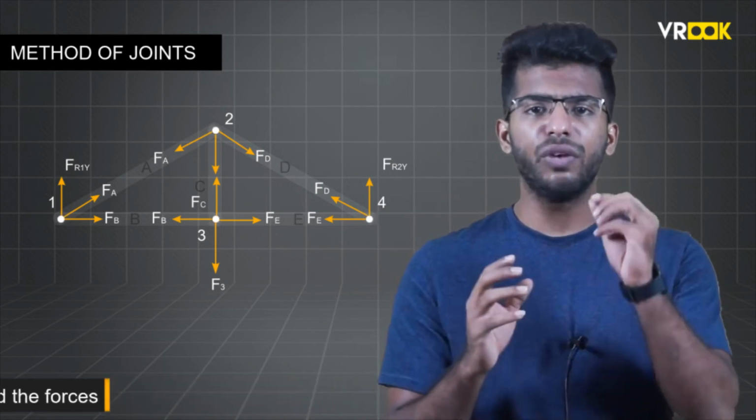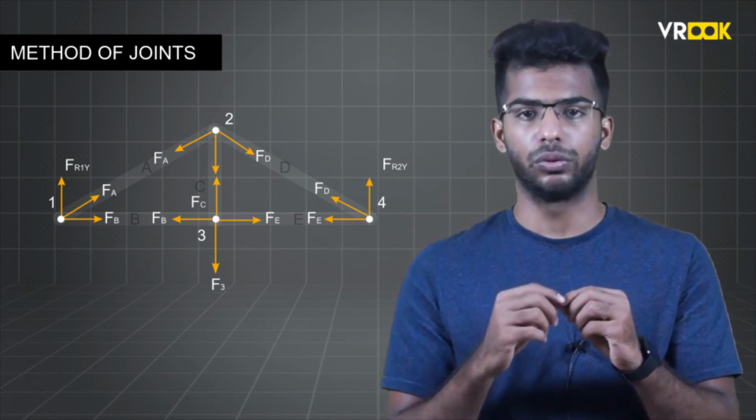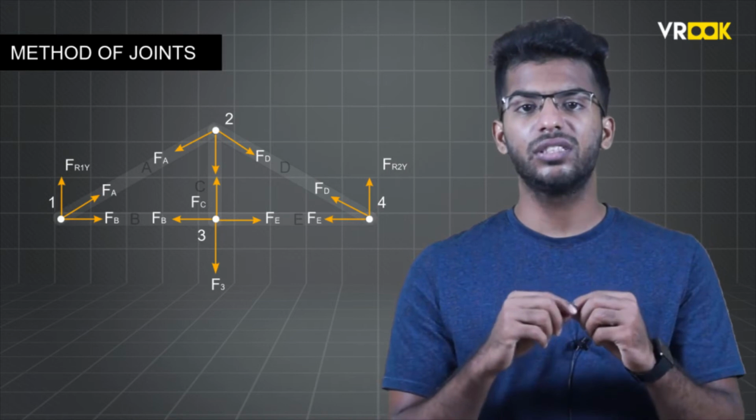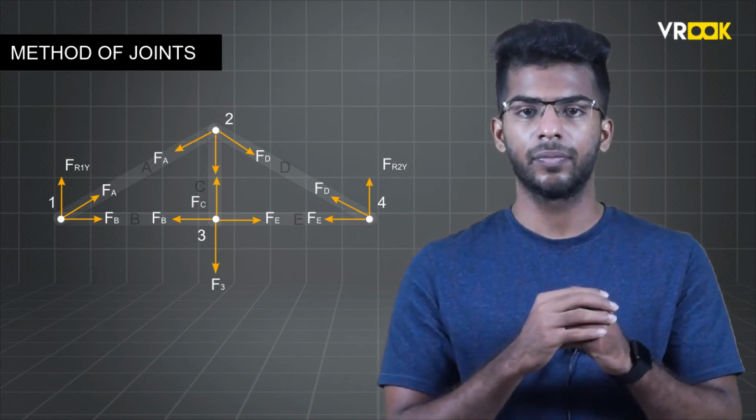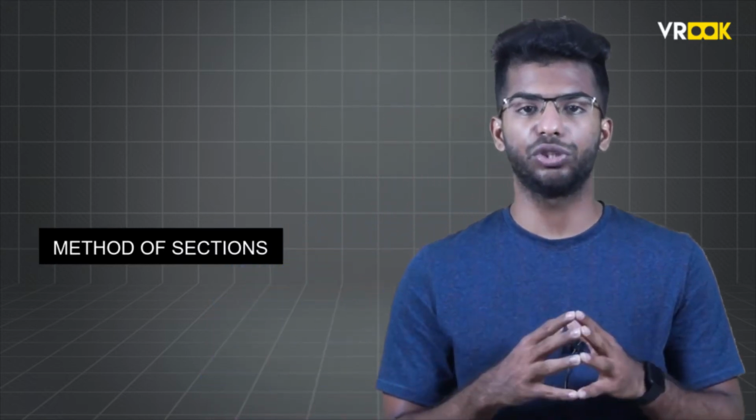In the end, we'll have the values of support reactions and the internal forces. We can tabulate these results for further analysis. This is all about the analysis of truss through the method of joints. Now, we'll learn about the analysis by the method of sections.